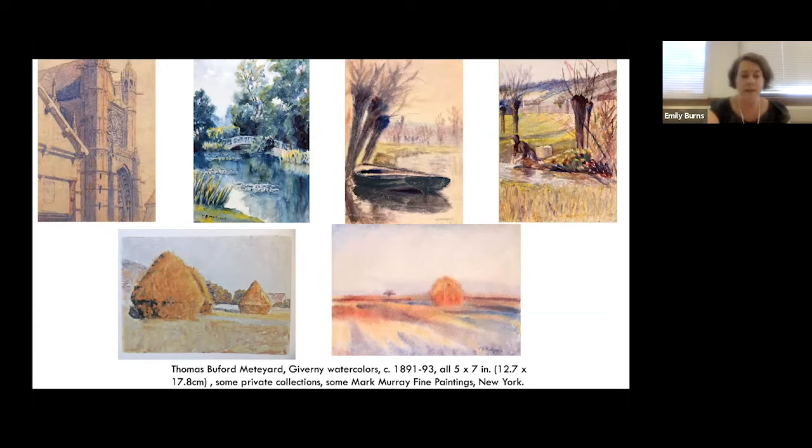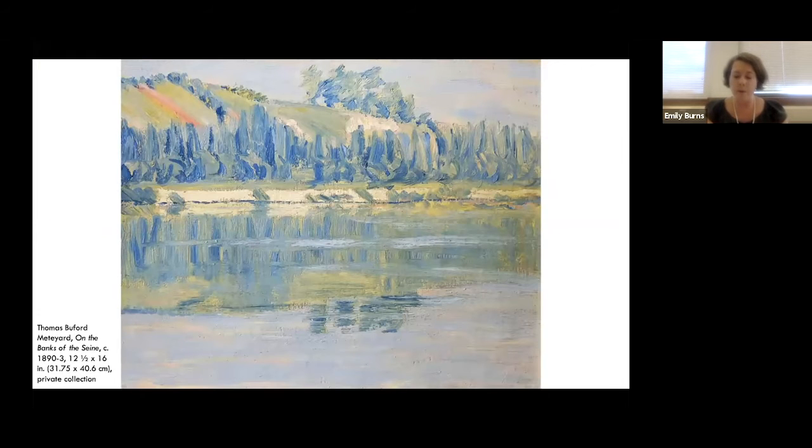In Giverny, Meteyard also made some small plein-air paintings in oil. In On the Banks of the Seine, for instance, he depicts the effects of reflections in the water's surface, using a parallel facture broken by horizontals in blue-white that imply the river's current.